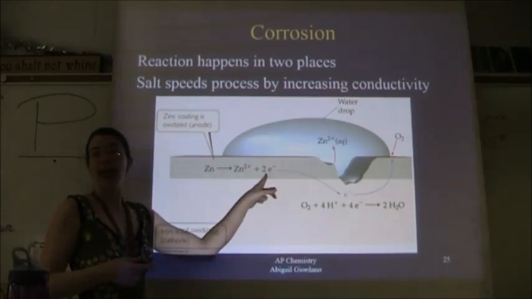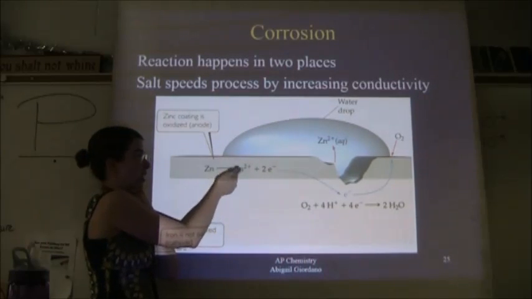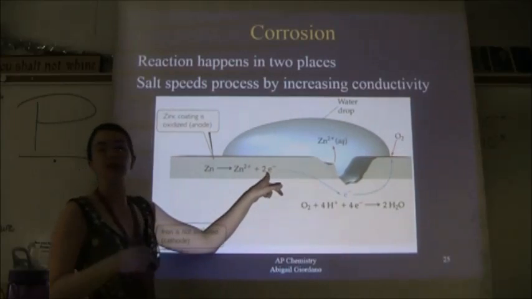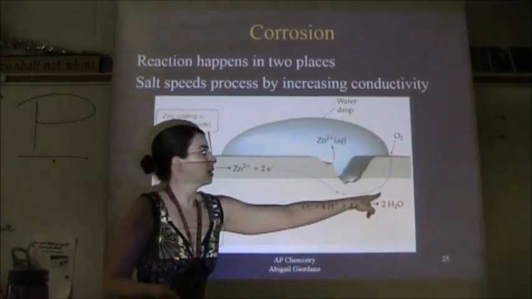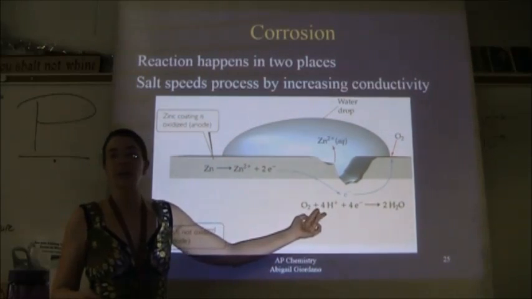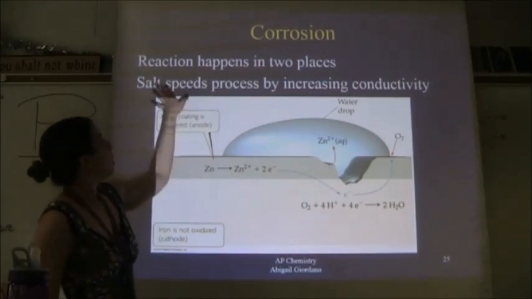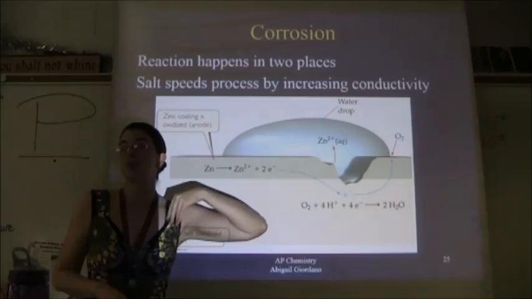Here is the anode, the reaction that we flipped, right? Okay. The electrons flow from anode to cathode. That oxygen reaction is like my cathode. Okay? Water speeds up this process. Salt also speeds it up.